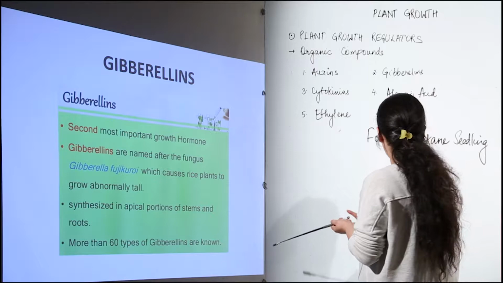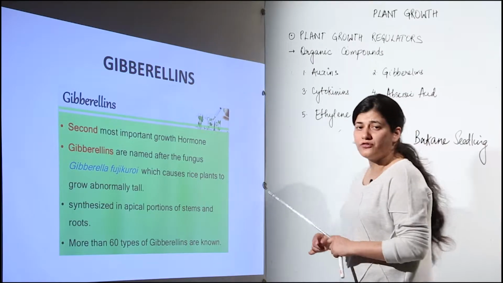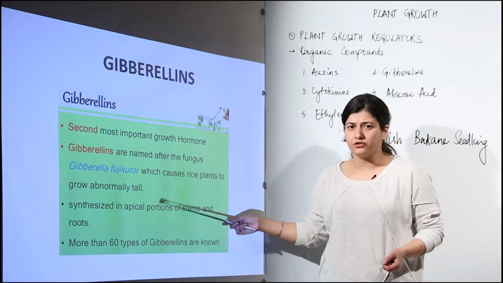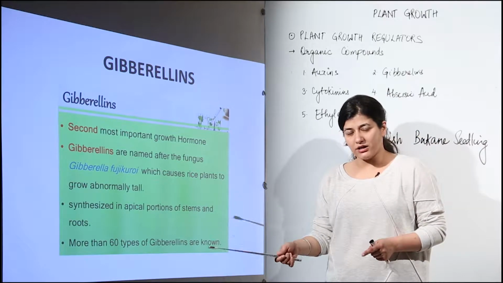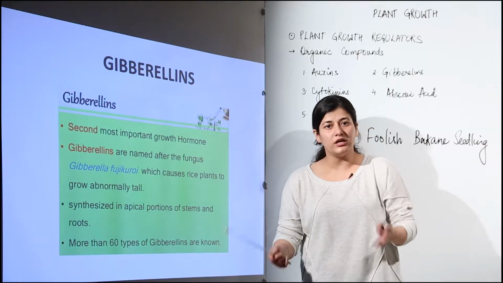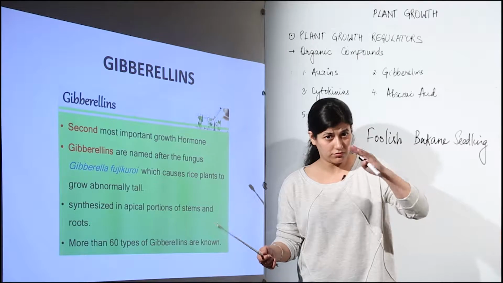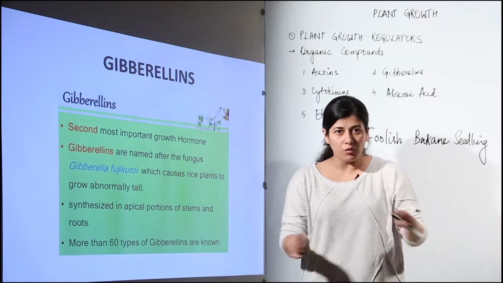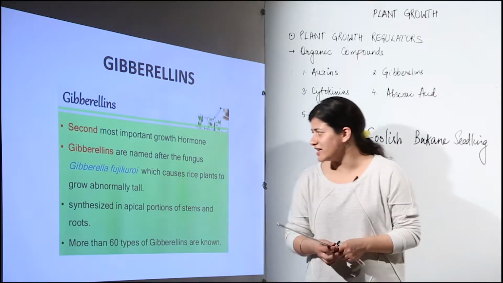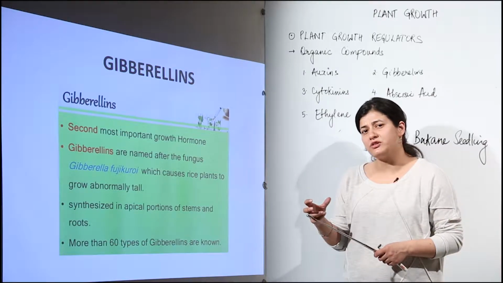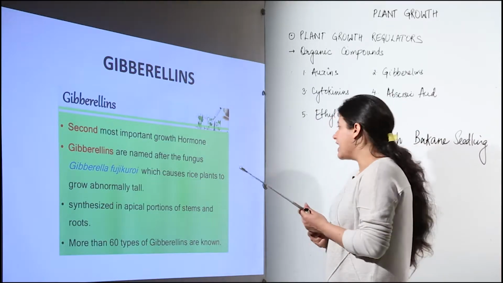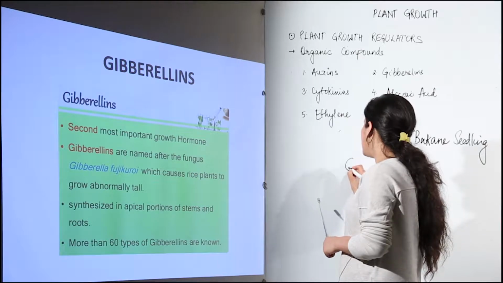Now, in case of foolish seedling disease of rice, the plant happens to be infected by a fungus known as Gibberella fujikuroi, and that plant grows up to the height of 7 feet, 8 feet, 9 feet. So you would find an abnormally tall, in fact very tall plant in a normal field. That was of interest to a few scientists, and they studied that the fungus responsible for this disease is Gibberella fujikuroi, and from there they isolated GA3, gibberellic acid 3.